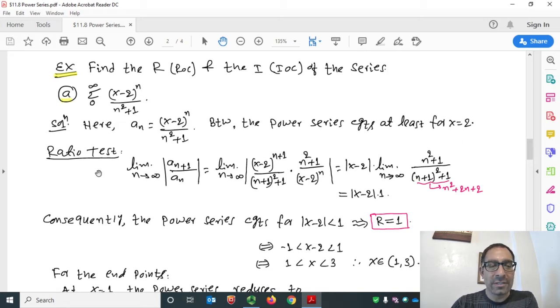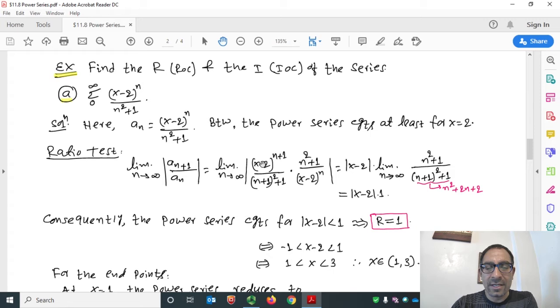So now let's use the ratio test. The limit as n goes to infinity of the absolute value of the ratio of the n plus 1th term over the nth term equals the limit, as it is, of the n plus 1th term. Here we replace n with n plus 1, so (x minus 2)^(n+1) over (n plus 1) squared plus 1, and then divide by the nth term, (x minus 2)^n over n squared plus 1. Then we flip it.